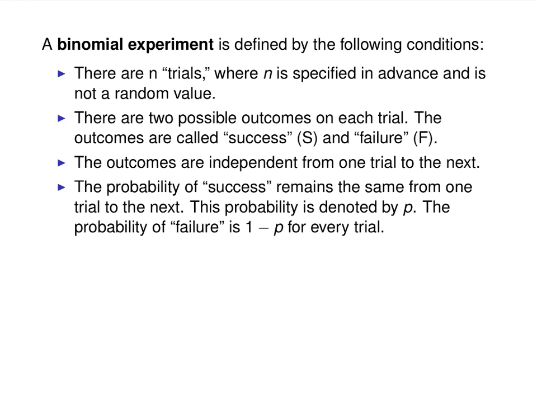So here are the conditions for this experiment. There are n trials, and this number n is specified in advance, and it's not a random variable, which means it's not changing. Does that make sense? So n does not change. It's fixed. The other thing is that there are 2 possible outcomes, and the outcomes can be called success and failure. Like success could be you toss a head, then failure is that you toss a tail. Does that idea make sense?